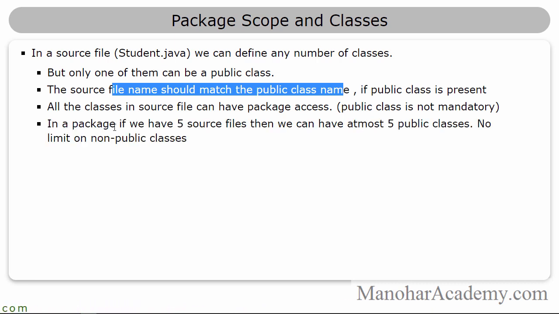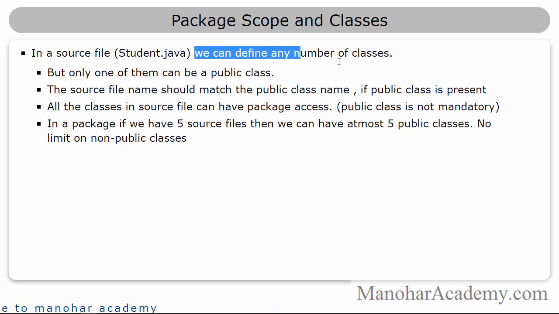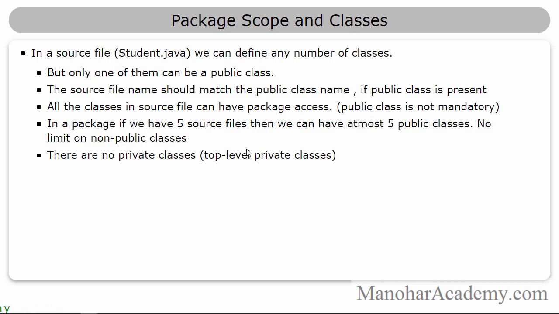Another way of saying it is, in a package, if we have 5 source files, then we can have at most 5 public classes. We are restating the same thing, that in a source file there can be only one public class, but there is no limit on the non-public classes. That is what we meant when we said we can define any number of classes. Okay, so far so good.